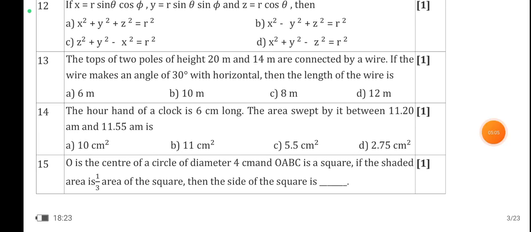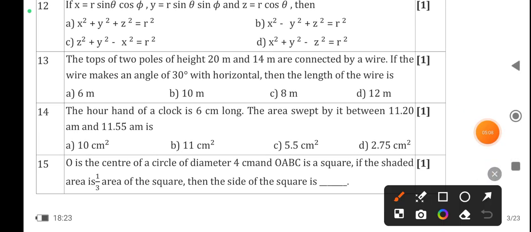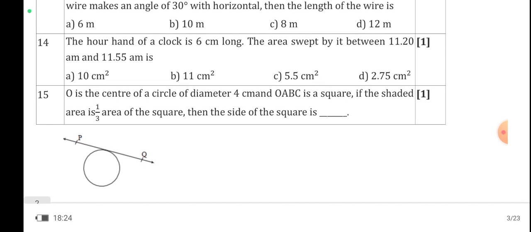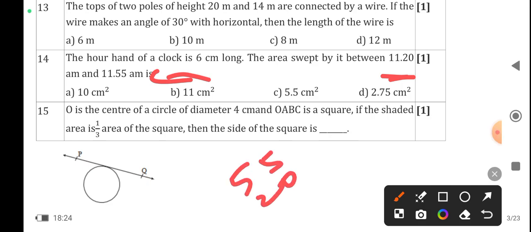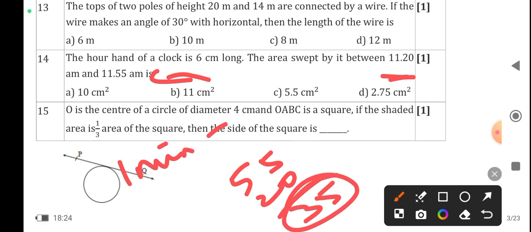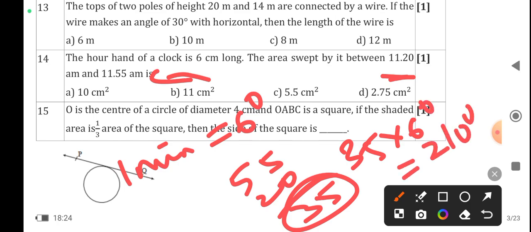Question number 13: they're talking about two poles connected by a wire. Application of trigonometry, easy. Think and find the length of the wire. I have seen this question even in 2 marks in some sample papers and some Sahodaya papers, children. From 11:20 to 11:55, the time difference is 55 minus 20, which is 35 minutes. So 1 minute is 6 degree, then 35 minutes is 35 into 6 degree, so you will get 210 degree. So the 14th question: apply the formula theta by 360 degree into pi r square.